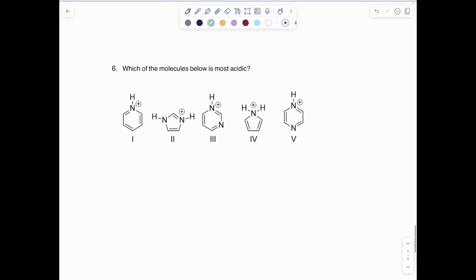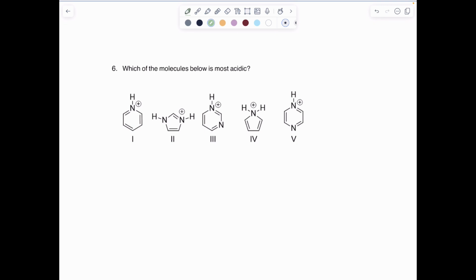Finally, question 6, which of the following molecules below is most acidic? In other words, if we were to deprotonate one of these nitrogens and free up the lone pair to contribute to the ring, which of these rings would become aromatic? So let's again do the same thing as before and redraw the deprotonated form of these molecules.